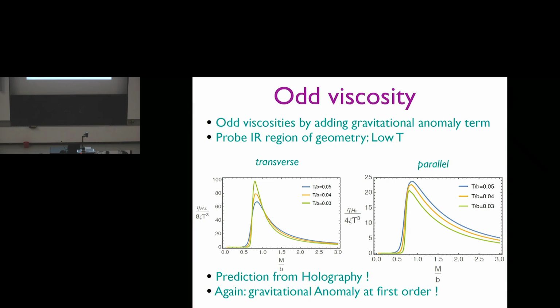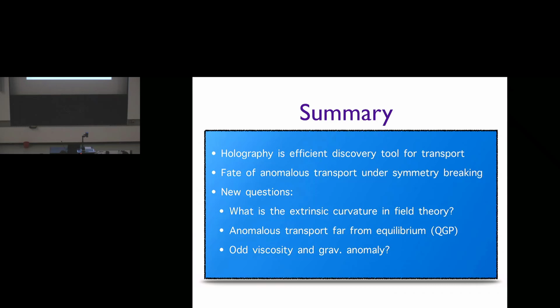I guess everybody here knows, I don't have to convince you, that holography is really a very efficient tool for discovering new transport phenomena. You can start many, many interesting questions, like seeing dissipation as nature. But there are also questions which still have to be answered. For example, what's the role of the intrinsic curvature? What is it in field theory? I think everything you compute in holography has to have a quantum field theory correspondence. There must be something in quantum field theory which does exactly the same thing. So this is still not, at least I don't understand it.